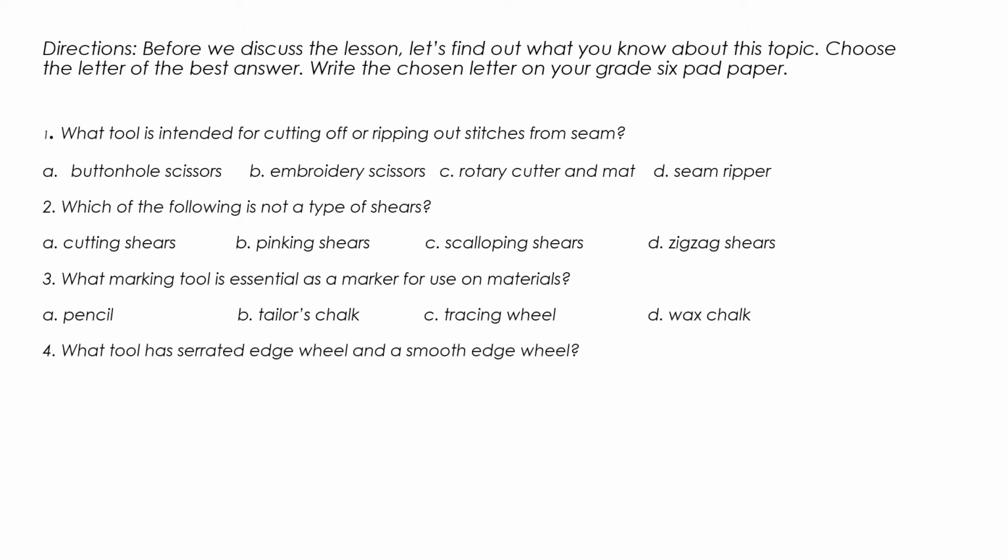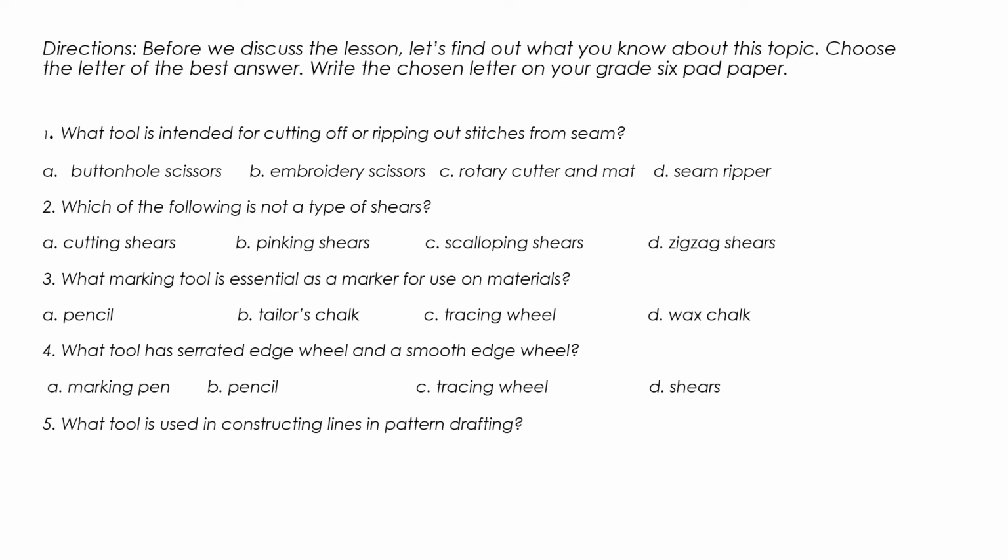Number 4. What tool has a rated edge wheel and a smooth edge wheel? A, marking pen, B, pencil, C, tracing wheel, or D, shears? Number 5. What tool is used in constructing lines in pattern drafting? Is it A, gauge, B, hip curve, C, L-square, or D, yardstick?